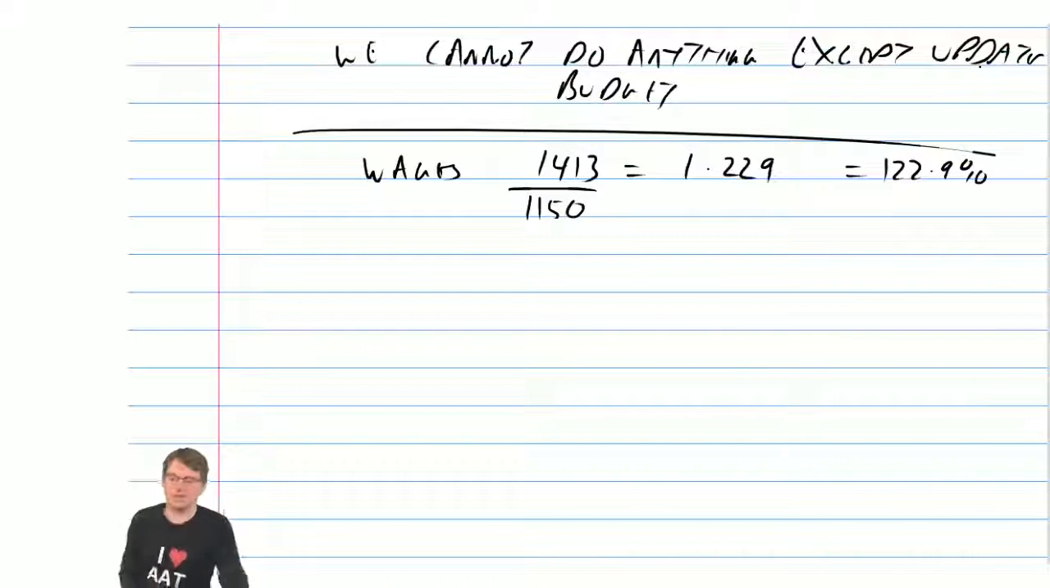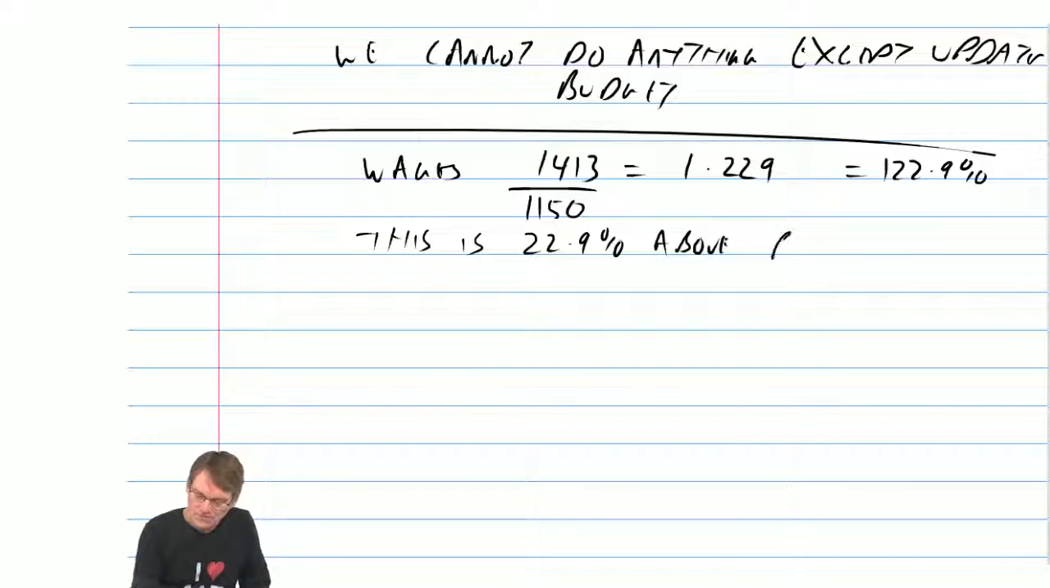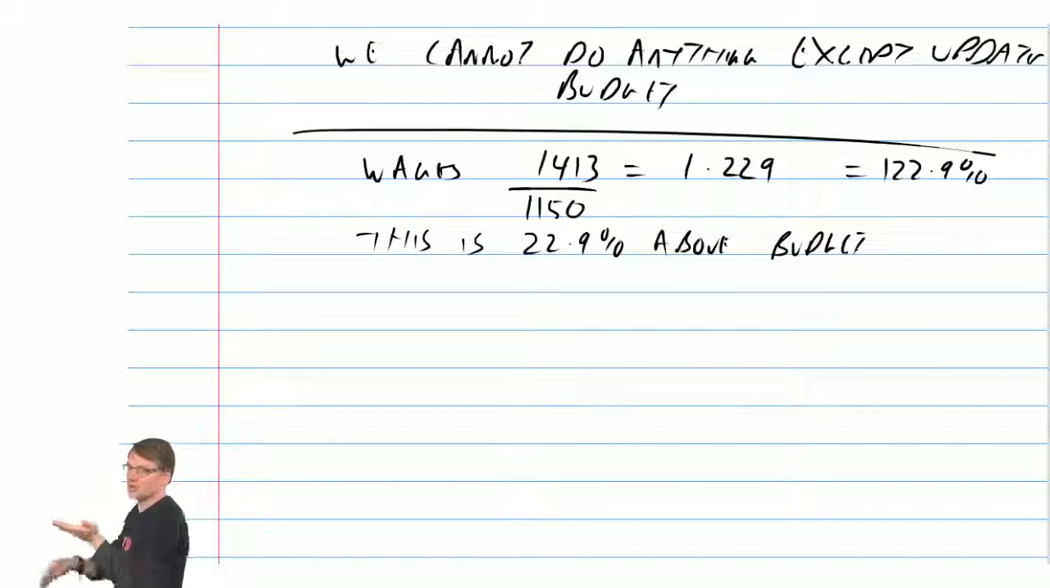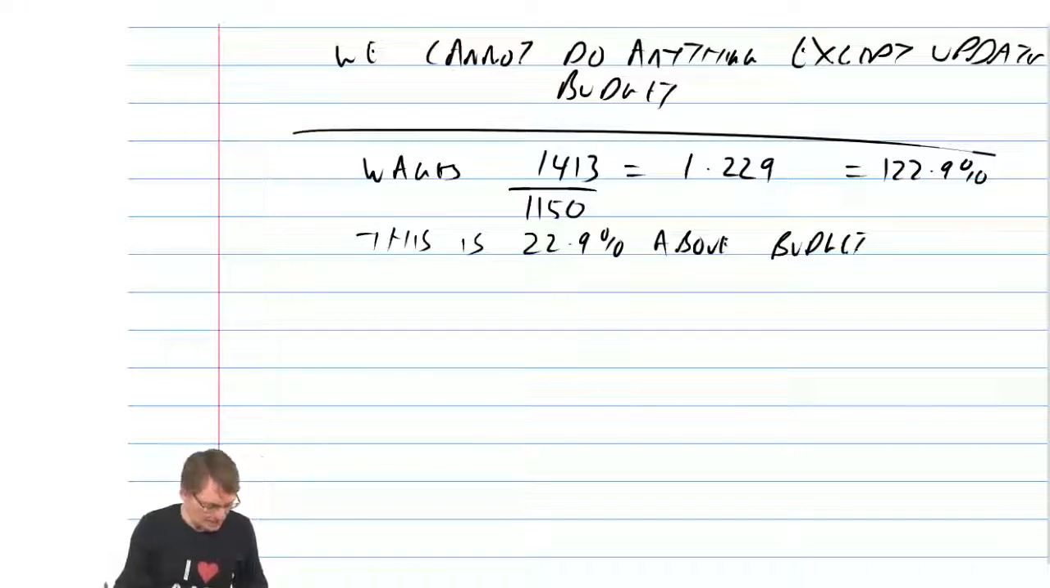Here, you simply say, well, take away 100%. So this is 22.9% above the budget. One of the ways to think about this is simply, how far away from 100% is it? If it's above 100%, how much extra is it? If it's below 100%, how much lower is it? And that will always tell you what the percentage change is. So wages 22.9% above the budget.